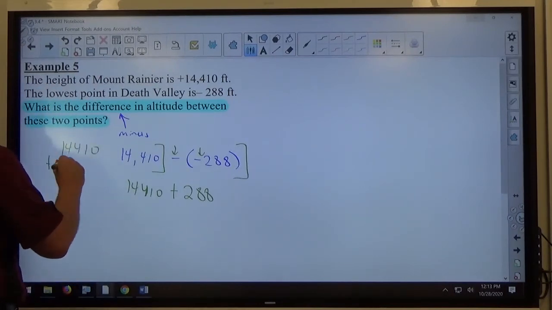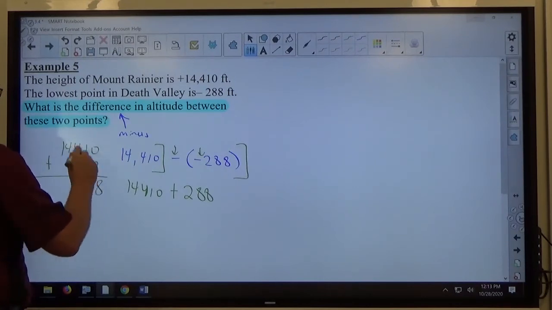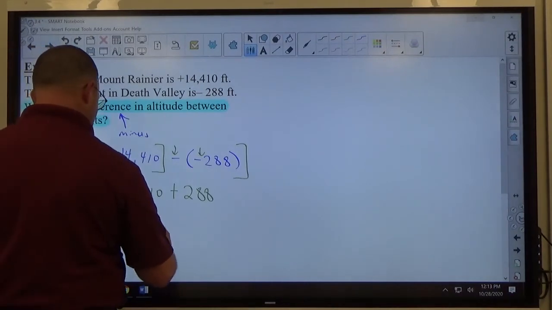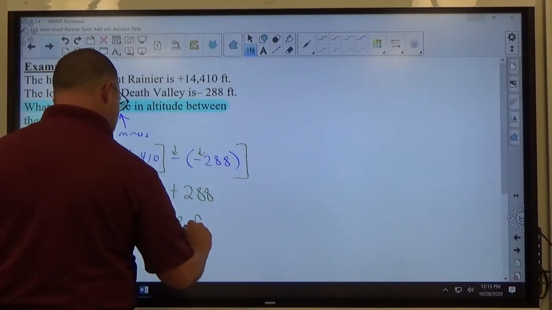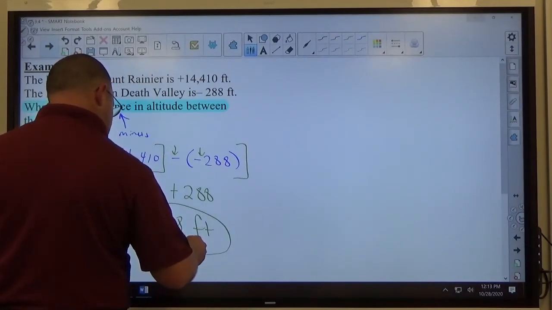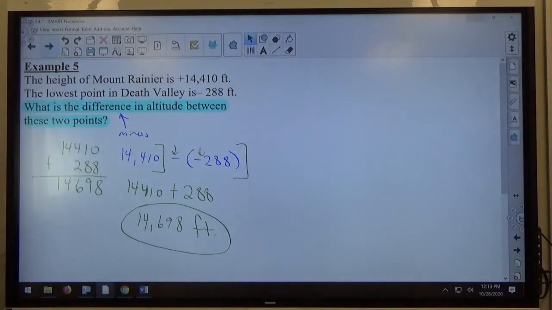14,410 plus 288. That makes 8. 1 and 8 makes 9. 4 and 2 makes 6. 4, 1. So 14,698 feet is the difference in elevation. Why did I put feet? The label is feet, right?